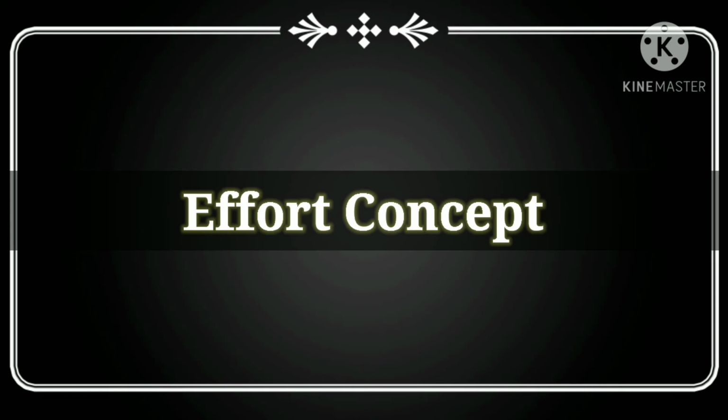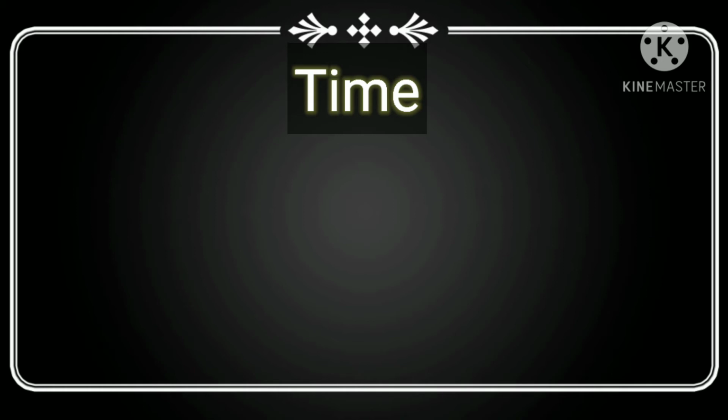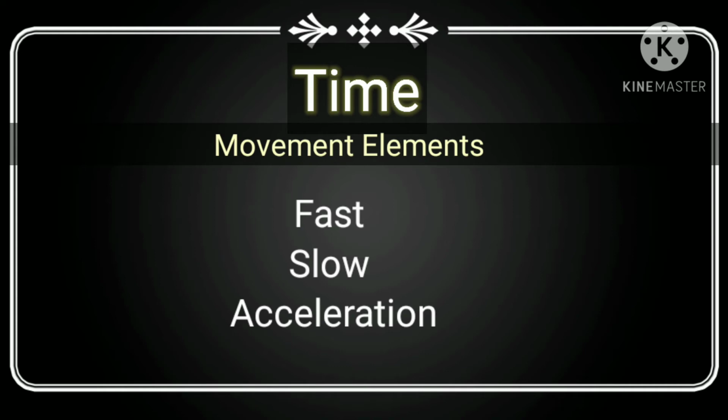Now, let's proceed to the third concept, which is the effort concept. The effort concept describes the quality of movement. It has 4 categories, which are time, force, flow, and focus. The first category in effort is time. The time category addresses how fast the movement is, or its rate. Fast, slow, and acceleration are the time elements.